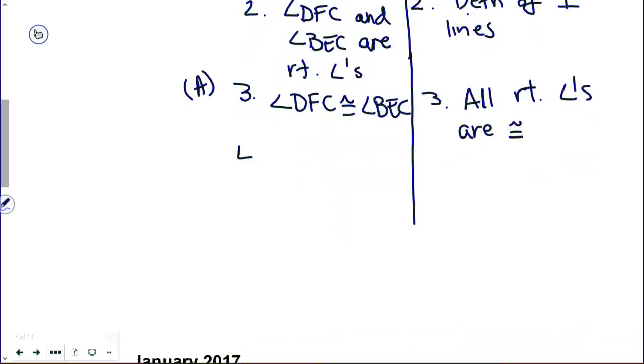Then I could say, right, that angle C is congruent to itself. Angle C is congruent to angle C. Anytime I say something is congruent to itself, it's called the reflexive property.